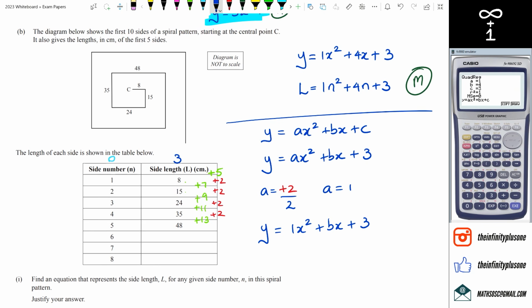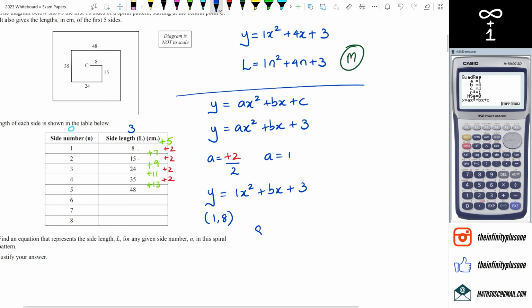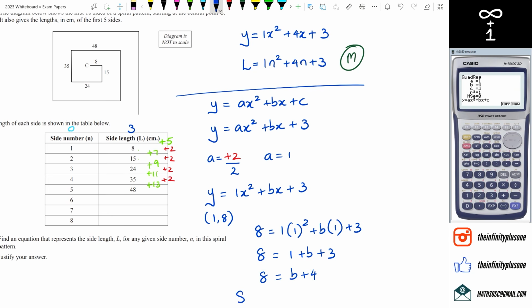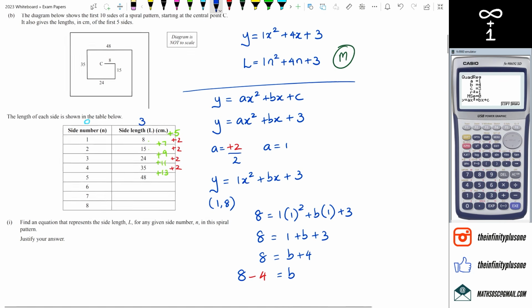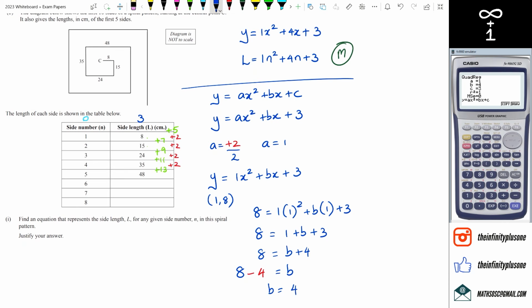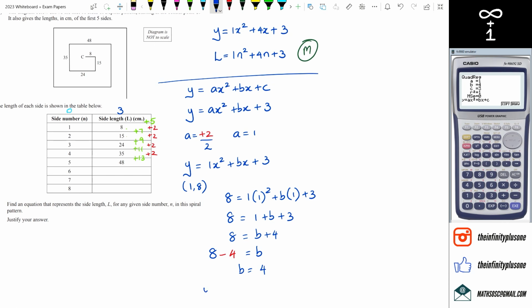Now to figure out that b value, we just need to substitute a point. So we're going to substitute 1, 8. It doesn't matter which one you substitute. So I get 8 equals 1 times 1 squared plus b times 1 plus 3. So 8 equals 1 plus b plus 3, and we've got b plus 4 equals 8, and then 8 take away 4 is equal to b. So that means b is equal to 4, which means that, with a little bit of working out, we still have the equation 1x squared plus 4x plus 3.